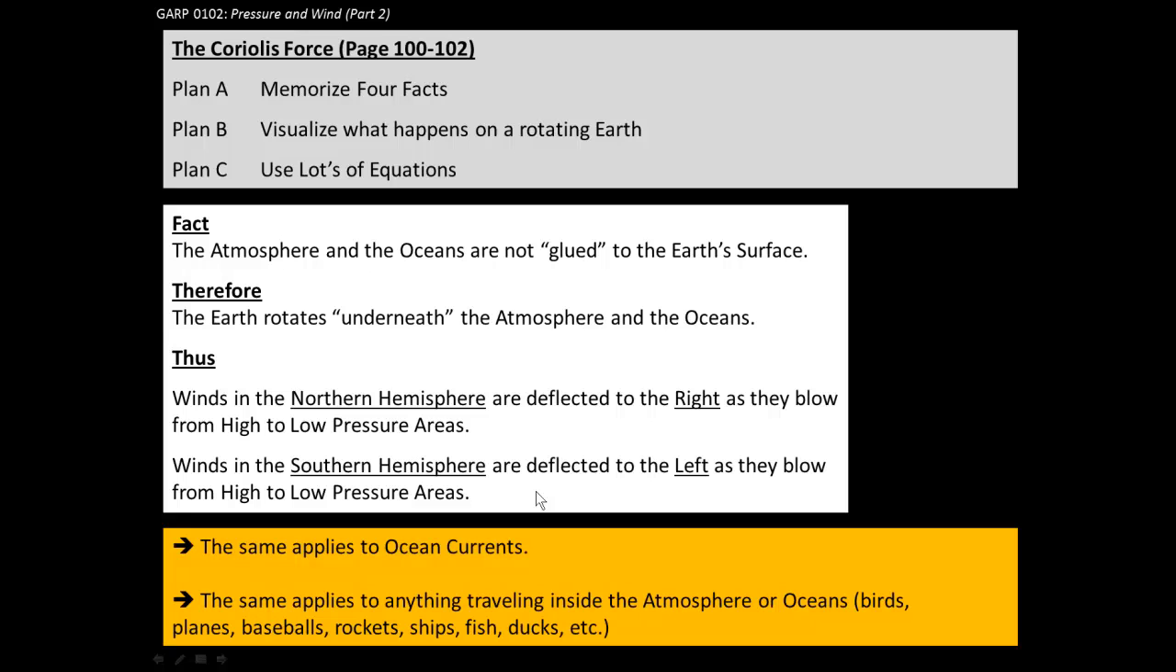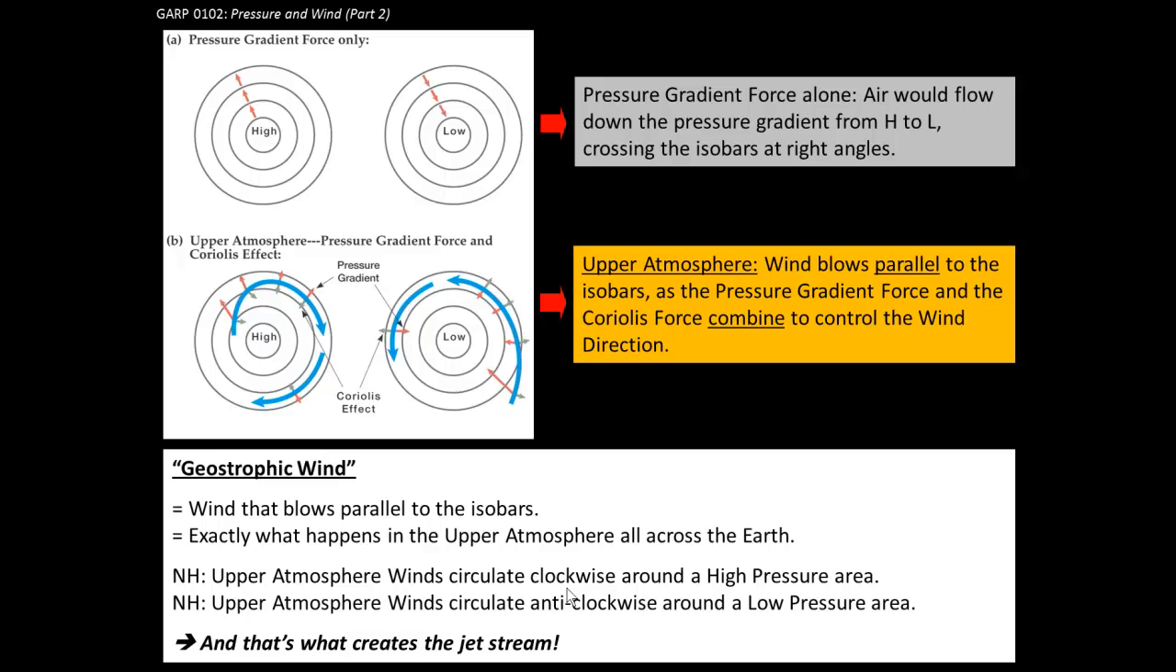If you're a bird flying in the southern hemisphere, if you're a rocket flying in the southern hemisphere, you are deflected to the left in your sense of motion as you go from high pressure to low pressure. Same applies to ocean currents. So that's the Coriolis force, page 100 to 102.